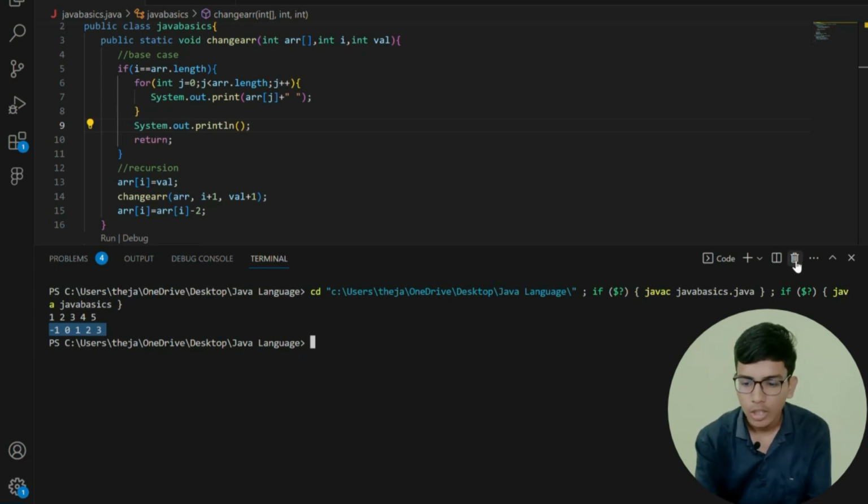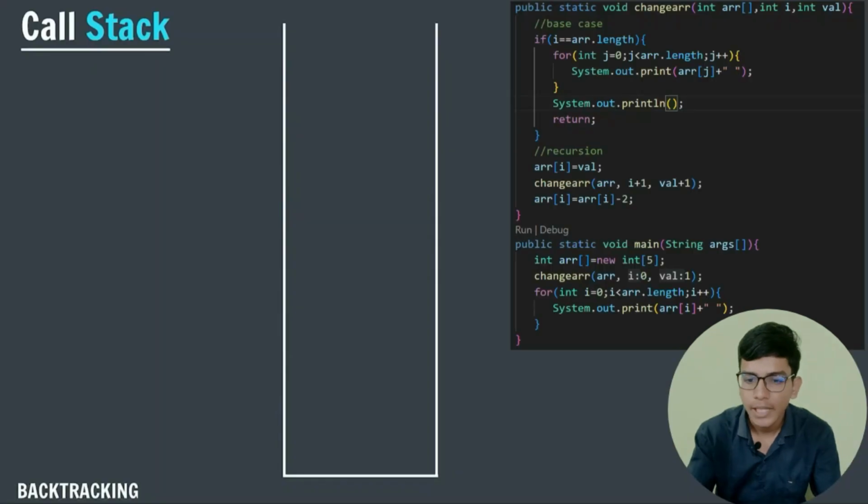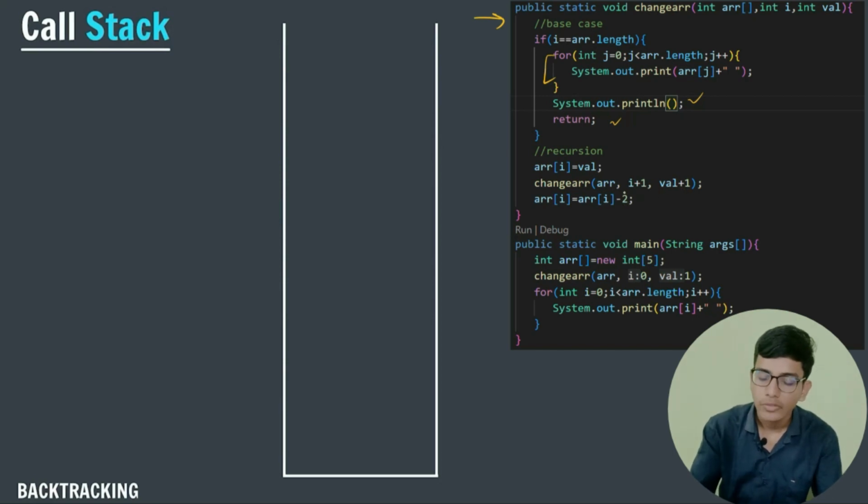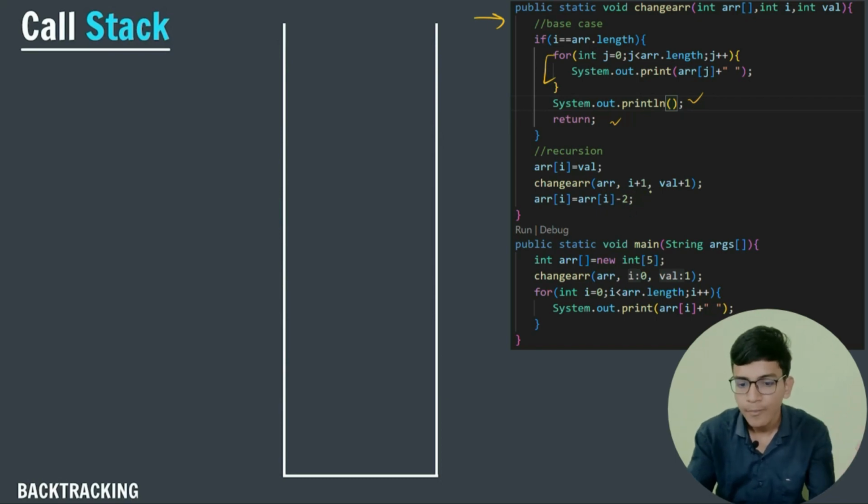Now let us talk about its stack analysis. So this is my function, right? When I reach my base case, I am printing all the elements there in my stack, and after the next line I am returning. In the recursion step, initially I am assigning the value to my index. After it, I am calling the next index, and I am increasing the value of val by 1. After calling all the functions, I am decrementing the call frame values by 2.